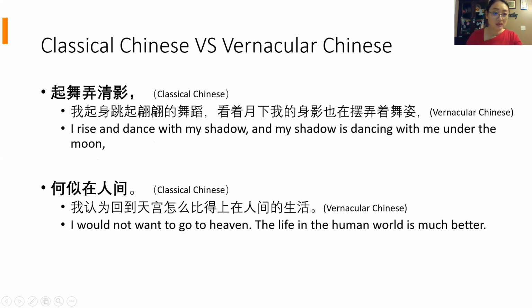So let's see this one. In classical Chinese, that is read as 起舞弄清影. Very short, concise, and if you translate it into vernacular language in Chinese, it would mean 我起身跳起翩翩的舞蹈，看着月下我的身影也在摆弄着舞姿。Which means I rise and dance with my shadow, and my shadow is dancing with me under the moon.